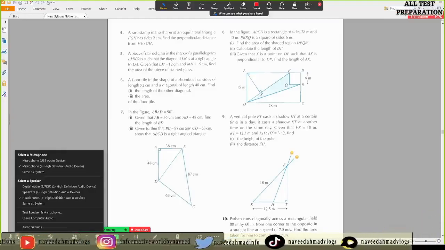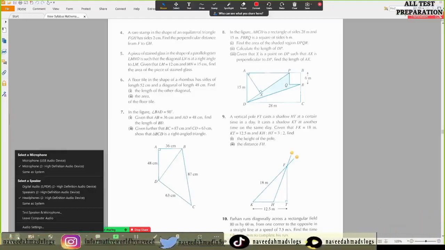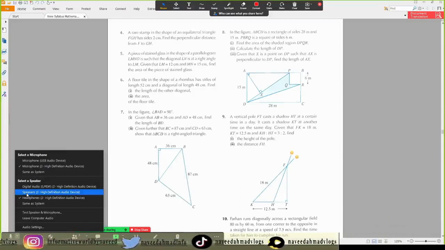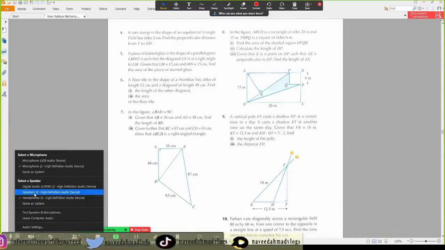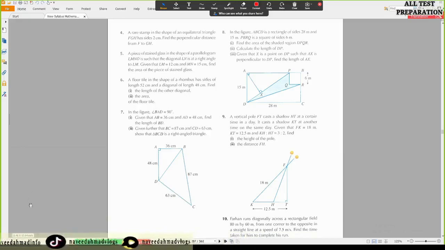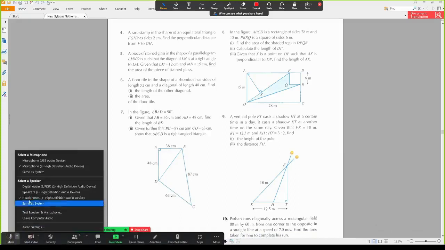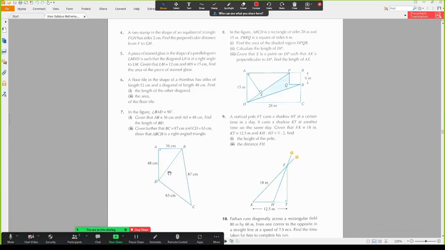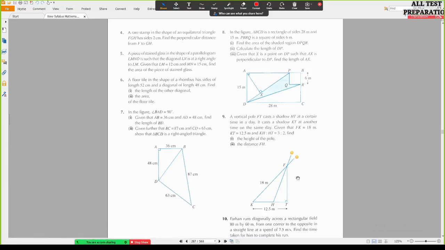Question number 9. A vertical pole FT casts a shadow HT at a certain time in a day. It casts a shadow KT at another time. KT to HT is 3:2. Okay, you need to find the height.